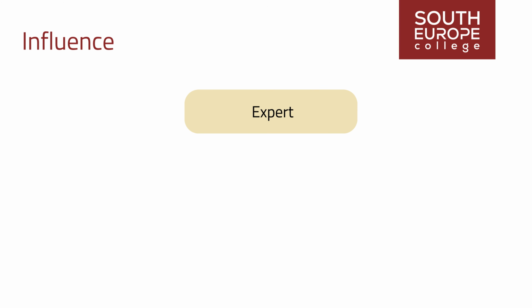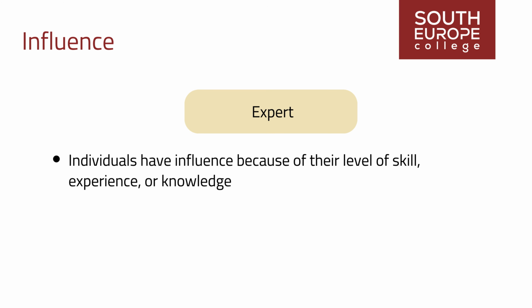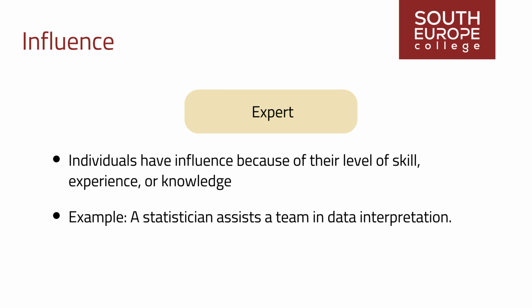Expert. In some cases, individuals have influence because of their skill, experience, or knowledge, and they are labeled experts by those on whom they exert influence. Because there are so many areas in which someone can be an expert and many levels of expertise, most team members exert at least some influence on those around them. An example of expert influence might be a statistician who helps a team interpret data for a project.